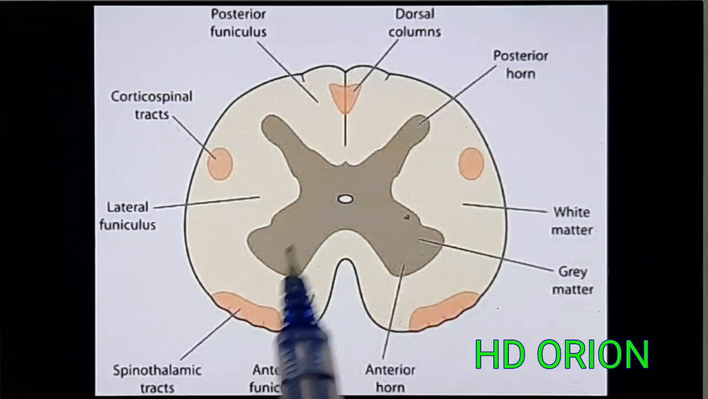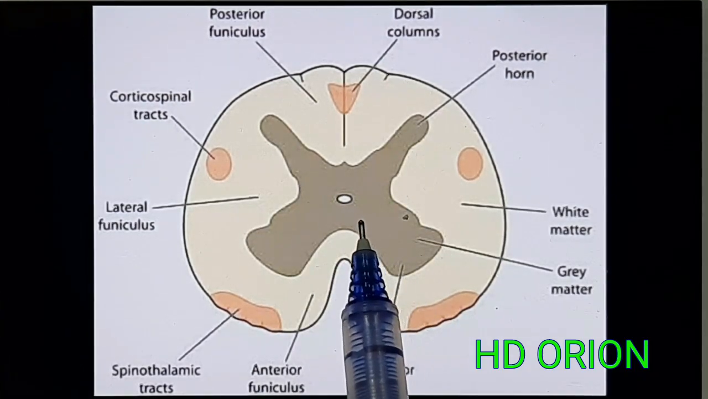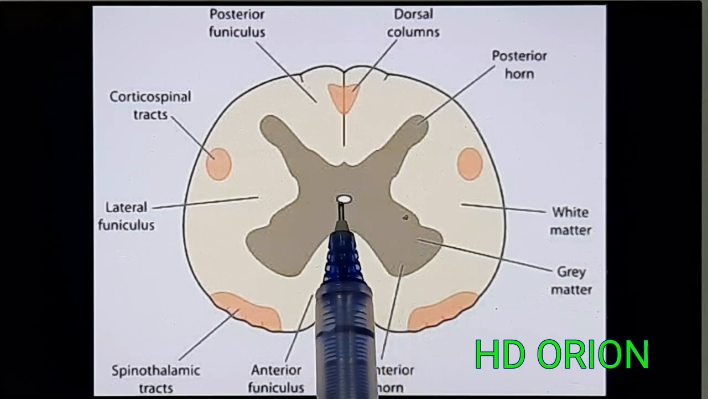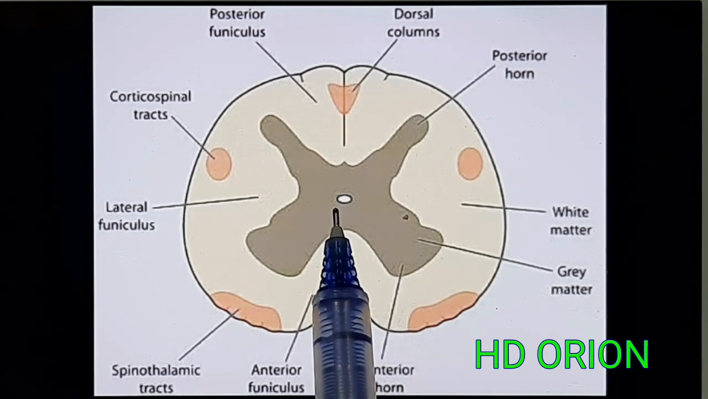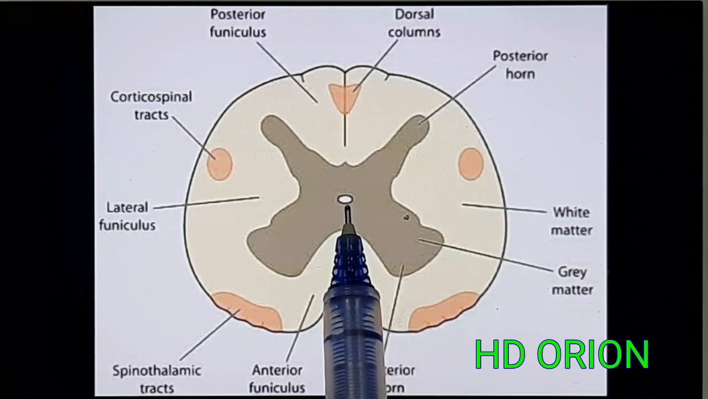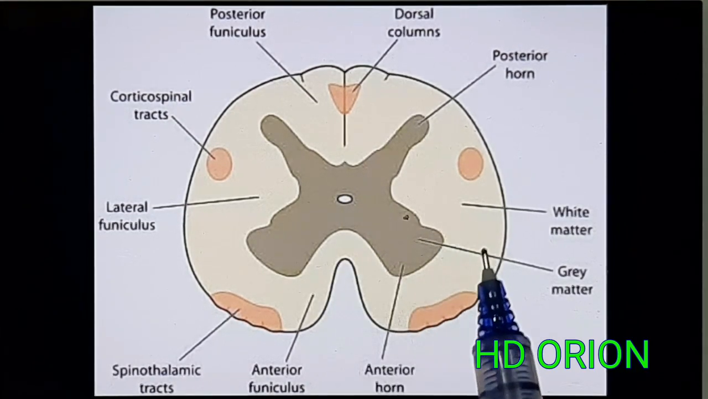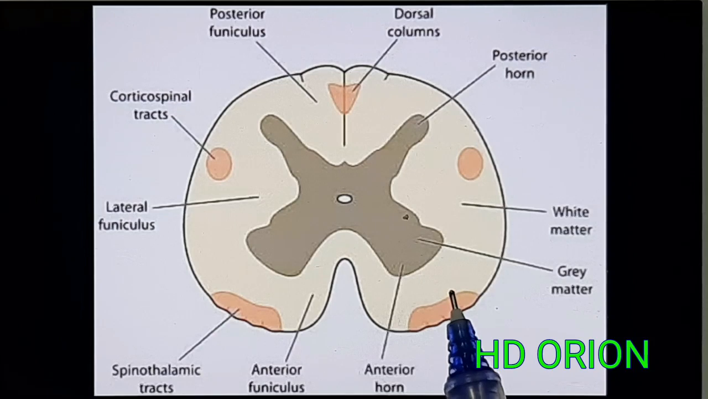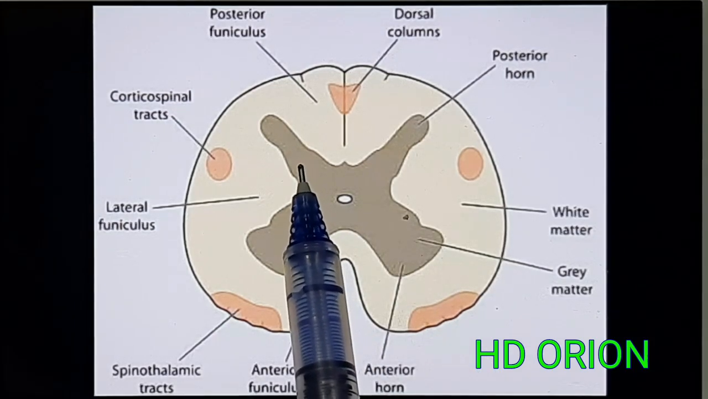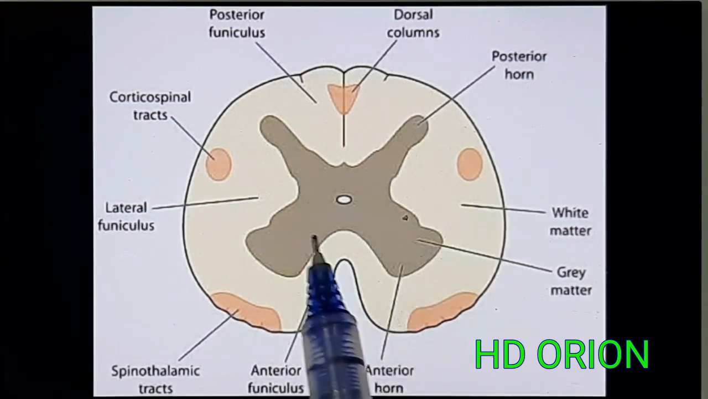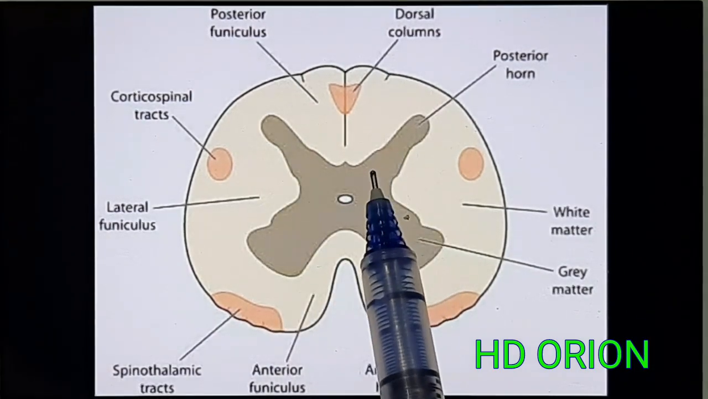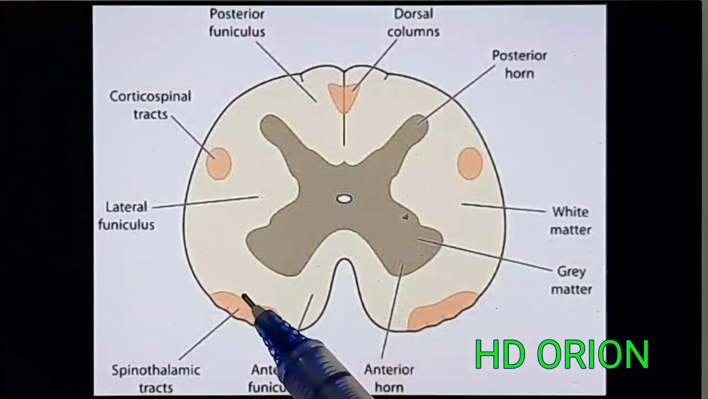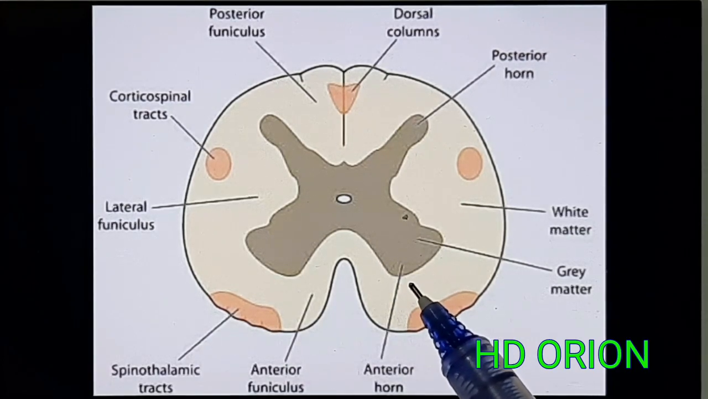This can even be called the alphabet H. The gray matter is also known as alphabet H. In the center there is a central canal, and through the central canal the cerebrospinal fluid flows. Now the TS of the spinal cord reveals the gray matter to be having horns in this manner. These two are known as the dorsal horns. These are the ones that are above, and the lower ones are called the ventral horns.